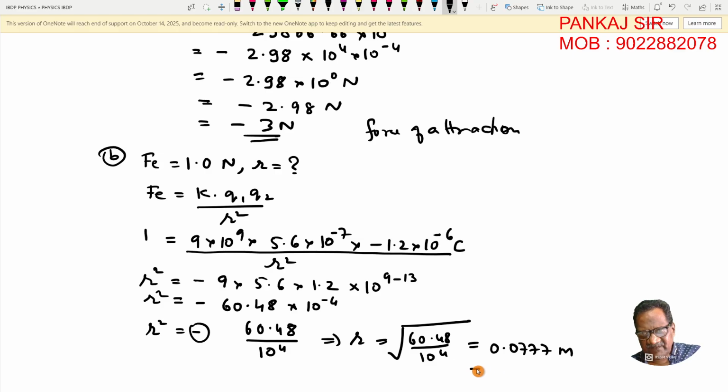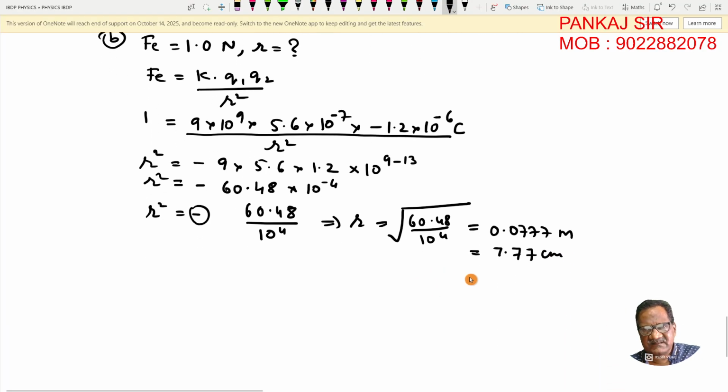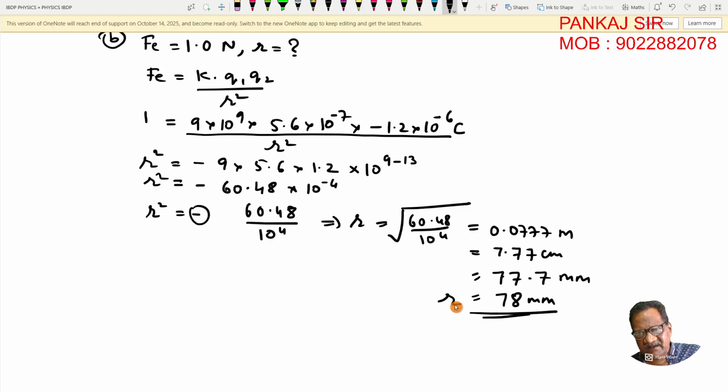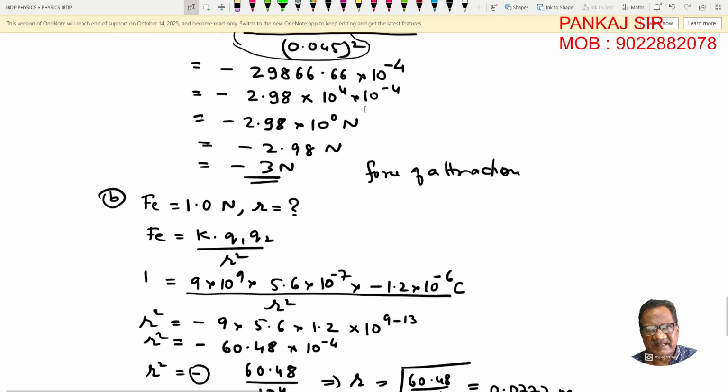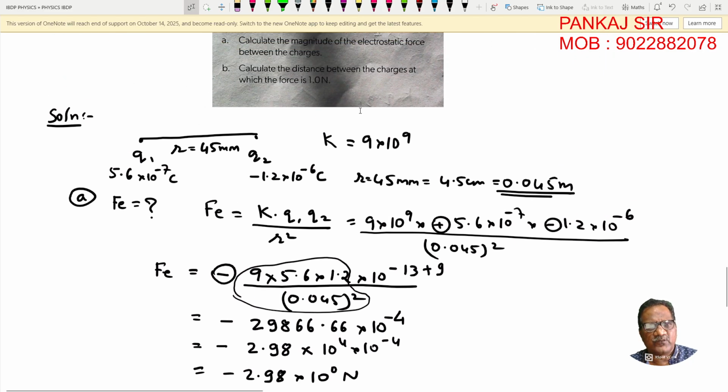To put it in a better way, it will be 7.77 centimeter, right? And still, if you want to express it in millimeters, then it will be 77.7 millimeter. And if you want to round it, it will be 78 millimeter. So this is your final answer. Is that okay? So the distance or the separation between the charges should be 78 millimeter in case you want the force between them to be 1 Newton.